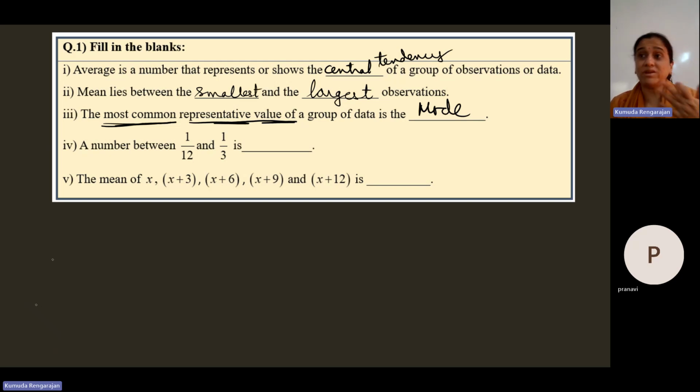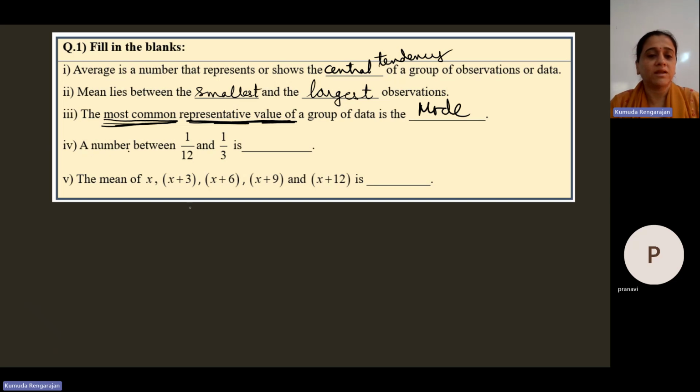So the most common representative value. Most common means mode. What happens many times, right? That number which happens most number of times in the data, correct? Are you able to relate mode with these terms? Representative value means you'll have to say if it is mean, median, or mode. And it is mode because most common. Most common means that value that happens most number of times in the data, correct?